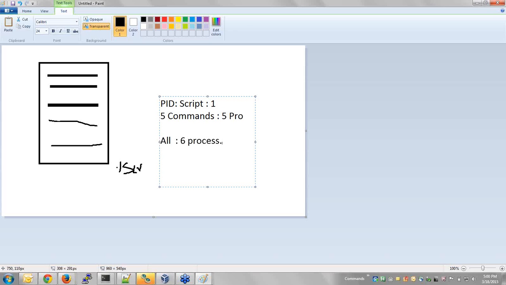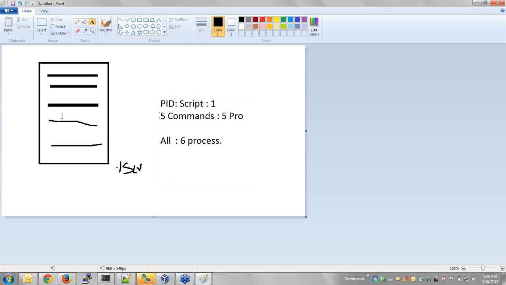Now this is fine, but let's go with some scenario. This particular command, if it fails, there is a chance this particular command may fail. So let's have a scenario like that. All these commands are going to fail. In such scenarios, you have to validate it.